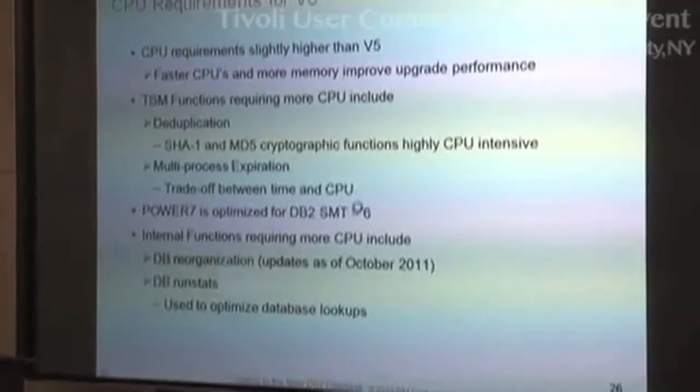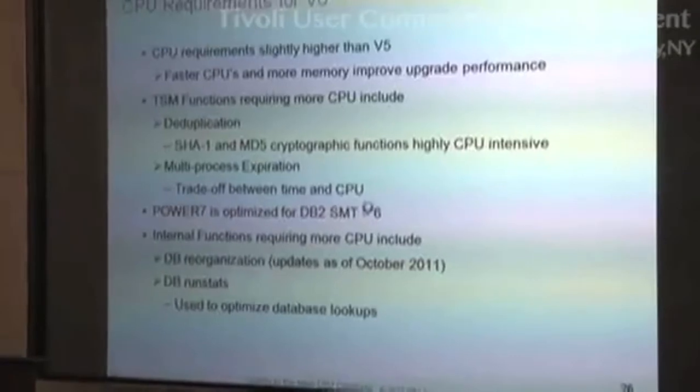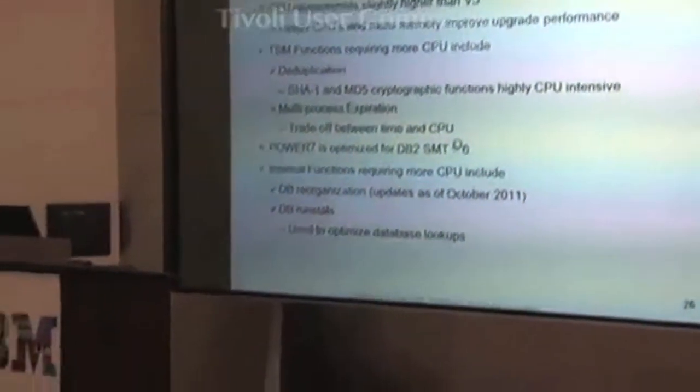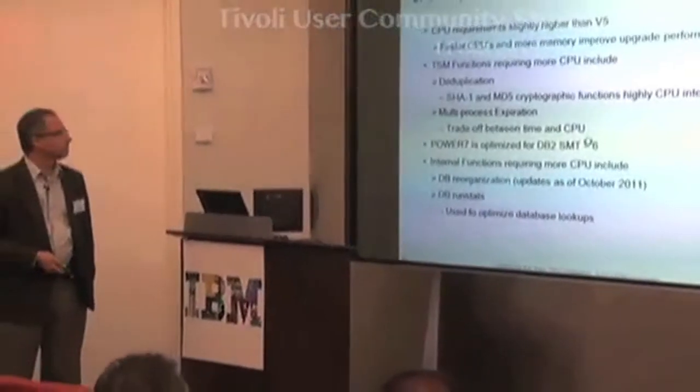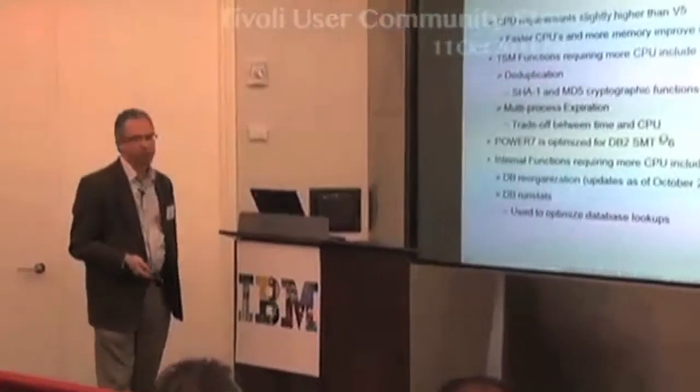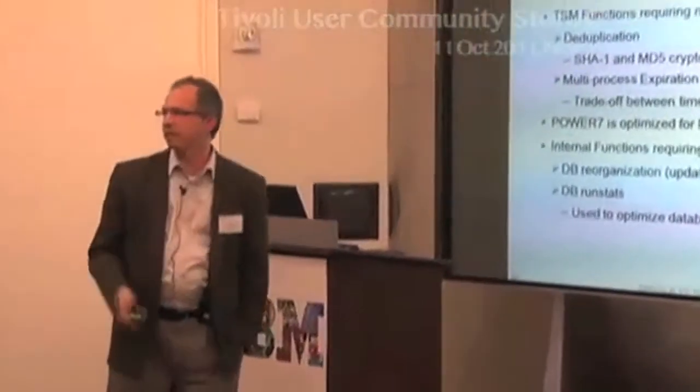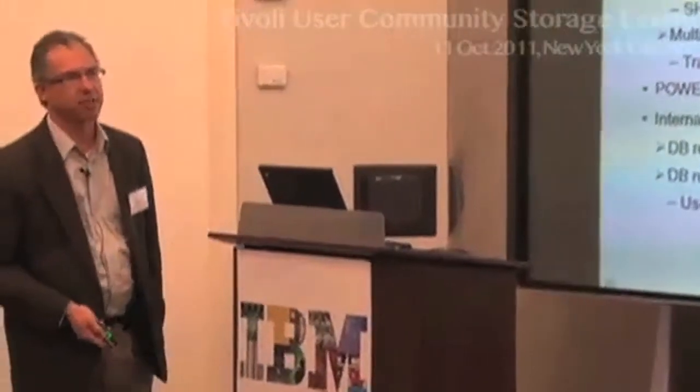We've seen some nice synergies with the Power 7 and DB2 using their symmetric multi-threading, and other jobs like the DB2 reorganization, which you never did with version 5, right? Because it didn't have that capability. That's why it would usually start to slow down after 120 gig or so, even though it could go up to 500 gig.